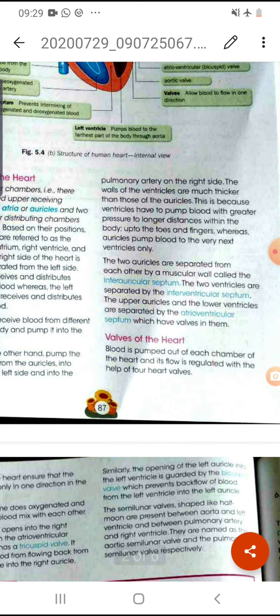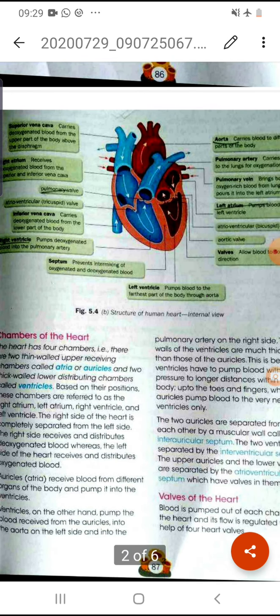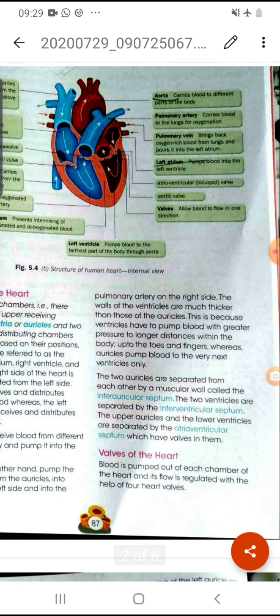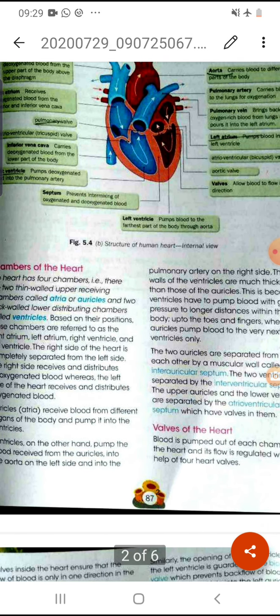Okay, and the upper auricle and the lower ventricle are separated by the arterioventricular septum. Auricle and ventricle are separated by the arterioventricular septum, which has valves in it.